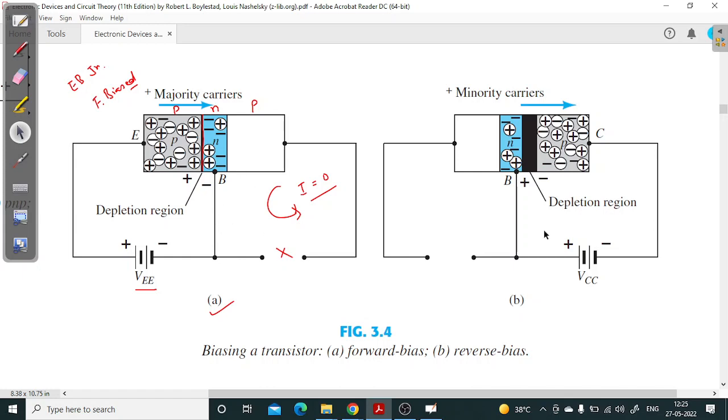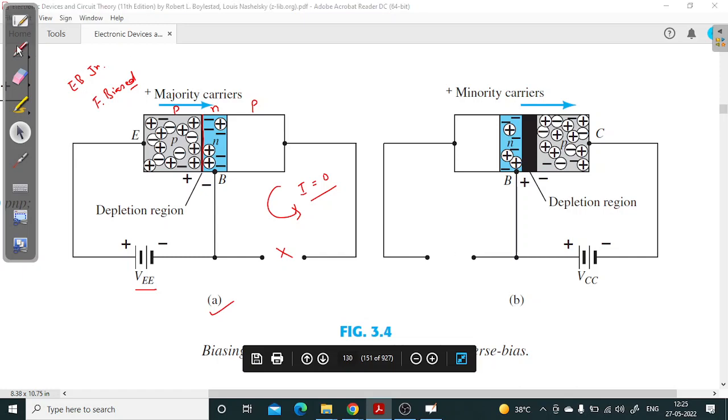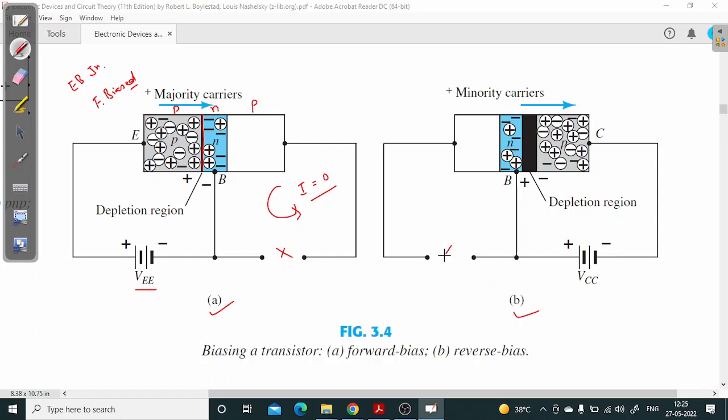And similarly, here in figure B, the first junction is open circuited, so current in this loop is 0. But there would be a current in the second loop, because this is P, N and P, the P side is connected to negative and N side is connected to positive. So this collector base junction is reverse biased.